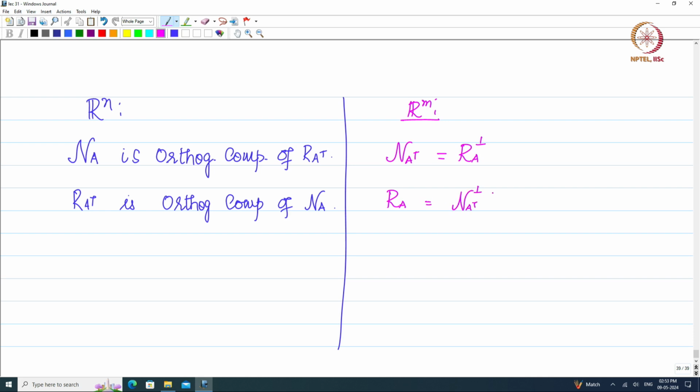So, what we have seen is that you had 4 fundamental subspaces associated with the matrix, and 2 of them were on the Rn side and 2 of them were on the Rm side. It is interesting to note that the 2 subspaces on the Rn side were orthogonal complements of each other, and the 2 subspaces on the Rm side are also orthogonal complements of each other.